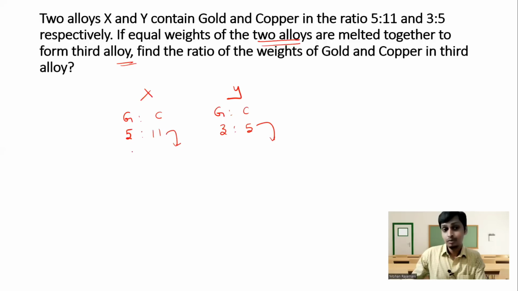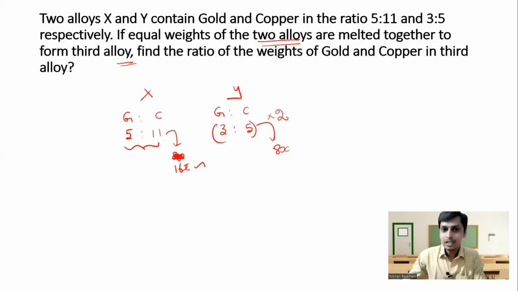Now we know you have 5 plus 11, 20 units here. So totally, I'm sorry, it is 16 units, right? I'm very sorry. So it is 16 units. So 5 plus 11, you totally have 16 units of alloy X. Now, if you take Y, you have only 8 parts, right? So 3 plus 5, 8 parts. Now, you can make this 8 parts 16. So what you can do, you can multiply this by 2.